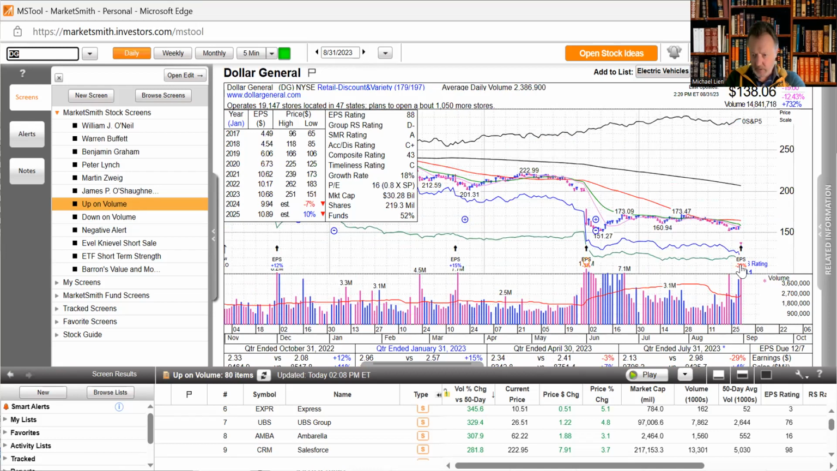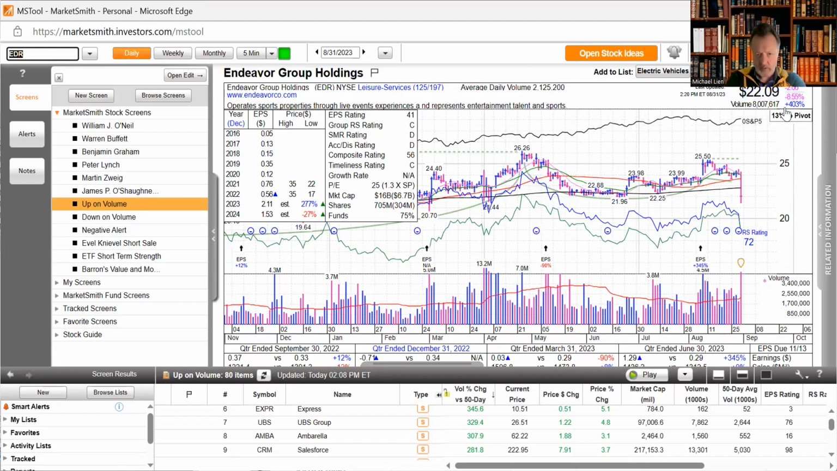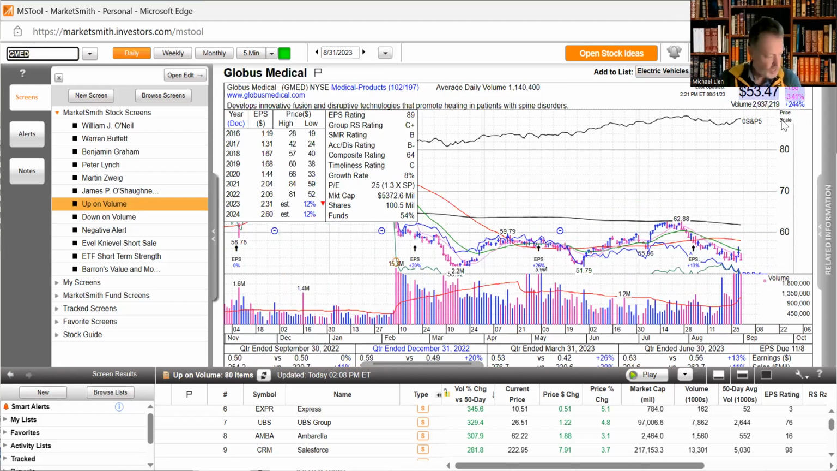Dollar General is falling 29% on earnings, with a negative earnings surprise of 14%, and it's falling almost as much as that. It's down a little over 12%. We looked at Chewy earlier. We looked at Five. Endeavor Group Holdings is falling precipitously, a little over 8.5%. And we'll look at one final loser, Globus Medical, which continues down.